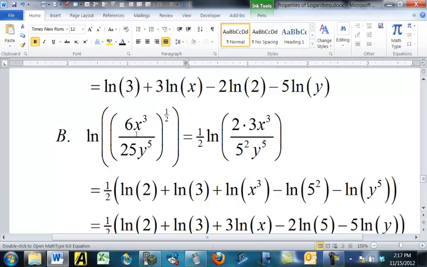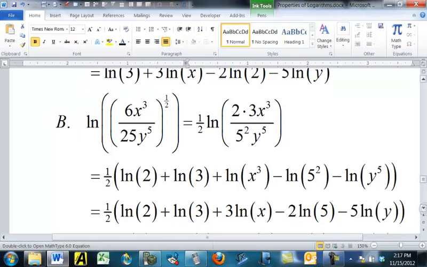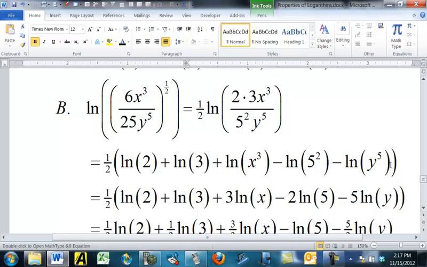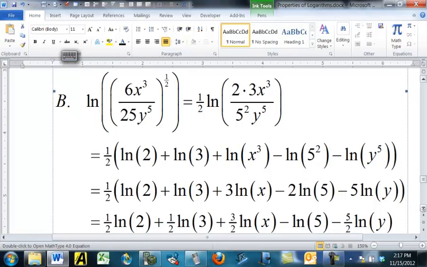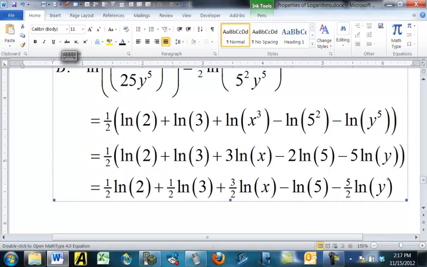Now, first of all, 6 is 2 times 3, and 25 is 5 squared, but I also use the property that this is natural log of something to the 1/2. I can pull the 1/2 out front. Now it's 1/2 out front, so notice that I've got parentheses around this whole expression, so it's 1/2 times this whole mess. And this part here I can break into 1, 2, 3, 4, 5 factors. I should have 5 logarithms. Log of 2, log of 3, log of x cubed, minus log of 5 squared, minus log of y to the fifth. And each one of these I can bring the powers out front as coefficients, which is what I've done there. Finally, I went ahead and distributed the 1/2 and expanded out as far as I could go.